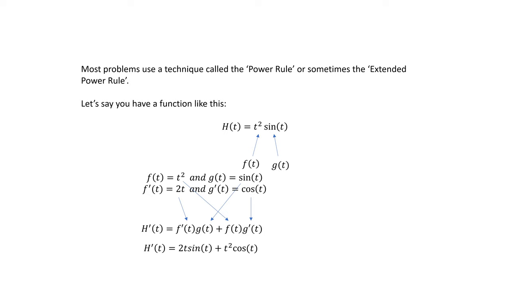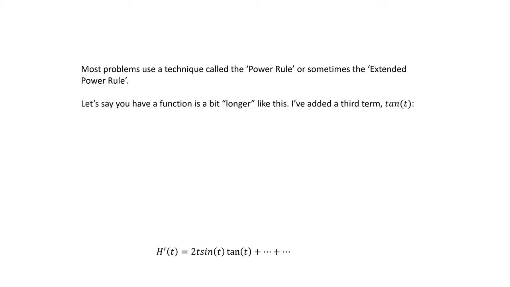So it's not that complicated, but it can get a little bit more tricky when you have two or three or four terms. So let's say you had a function that's a little bit longer. So I've added a third term here, tan t. So now you still have to basically assign one to be f, and I'm going to say that f of t is the t squared, and then I'm going to say that g of t is sine t, and then I'm going to call another term, and I'm just going down the alphabet here, and I'm going to call it h of t.